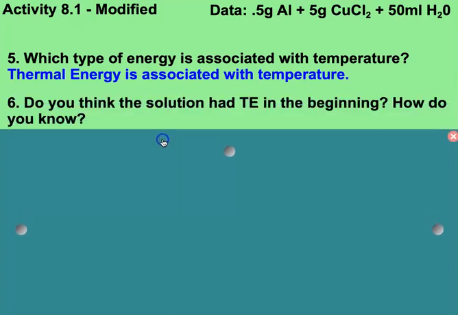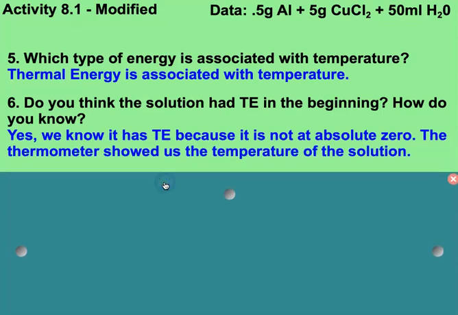Number 6, do you think the solution had TE in the beginning, and how do you know? Again, based on our discussions, I'm hoping that you'd realize that if something is not at absolute zero, or 0 Kelvin, then that means that it has some thermal energy. Even if it feels cold to the touch, it still has thermal energy. So for this, I said, yes, we know it has thermal energy because it's not at absolute zero. And also, our thermometer showed us that there was a temperature change. In this case, temperature change was 30 degrees Celsius. So there's definitely temperature, or thermal energy, at the beginning. And the thermal energy, I believe, was around 22 degrees Celsius in this instance for the average that I'm using.